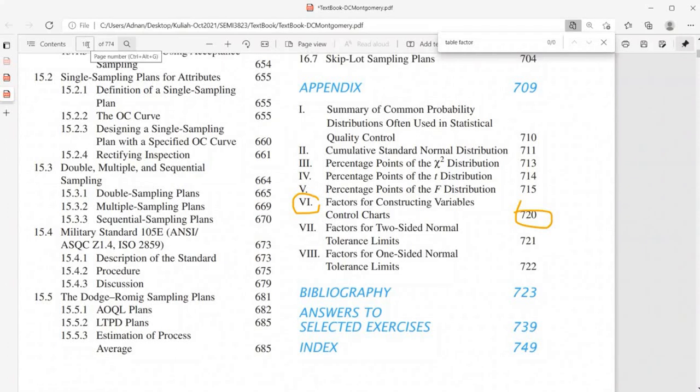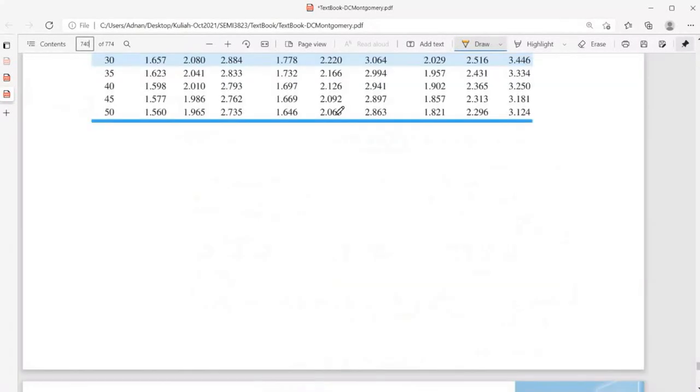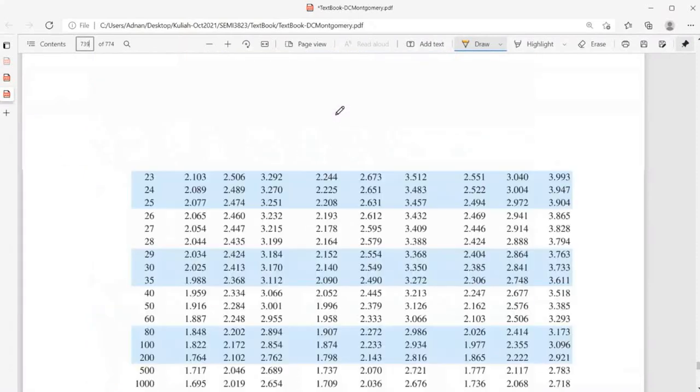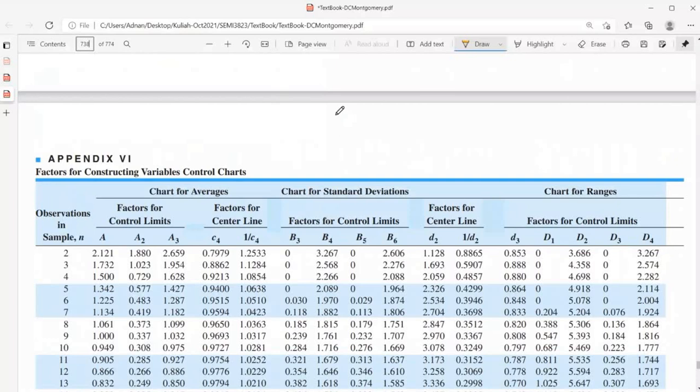No. 750. Okay, how? Right. 720. Yes, this is the table.